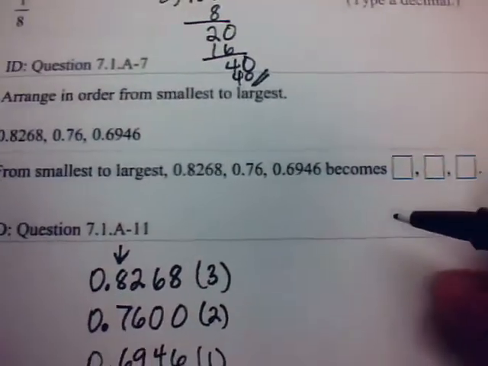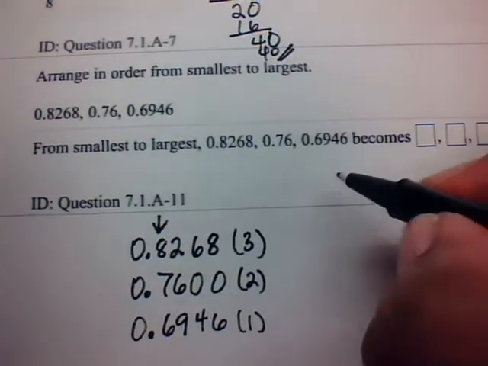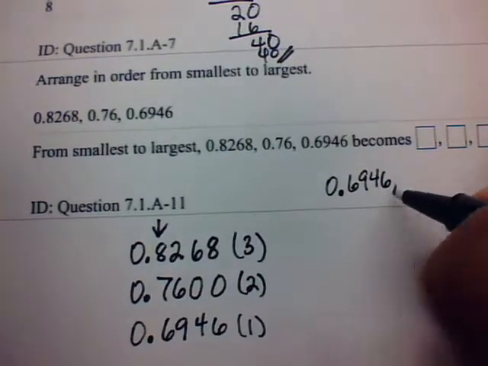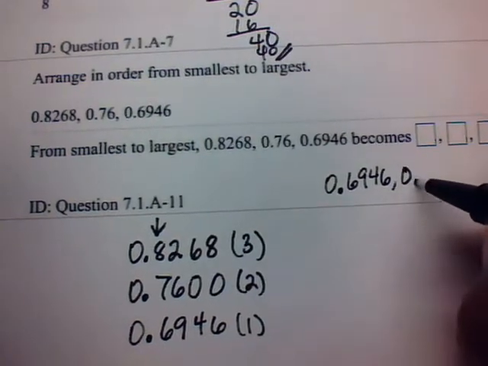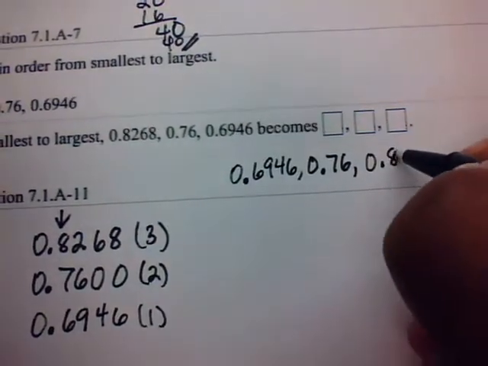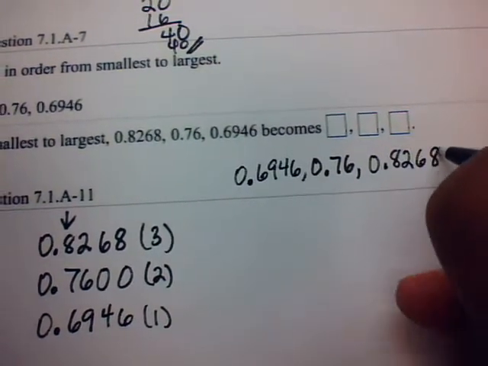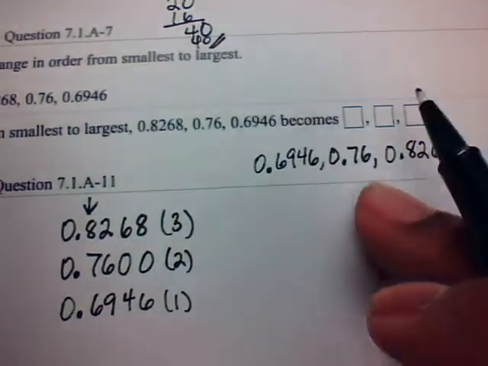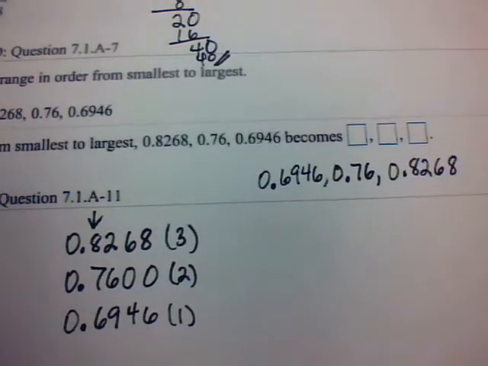So from smallest to largest, you'll have 0.6946 going first, and then 0.76 going second, and then finally 0.8268 last. So that's how you'll place those numbers from smallest to largest.